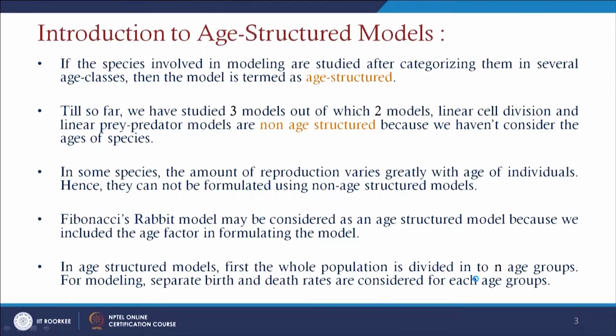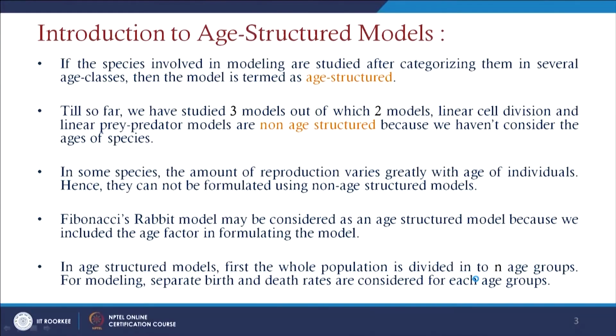And if we go for these age structured models, first the whole population is divided into n age groups. This means that if a population age is above certain ages, they cannot produce any new pairs, but we cannot neglect that type of population group either. So, for that we have to divide the population into several age groups, and if you divide for any arbitrary number n of age groups for modeling, then we can separate birth and death rates in different age groups based on their age structures.